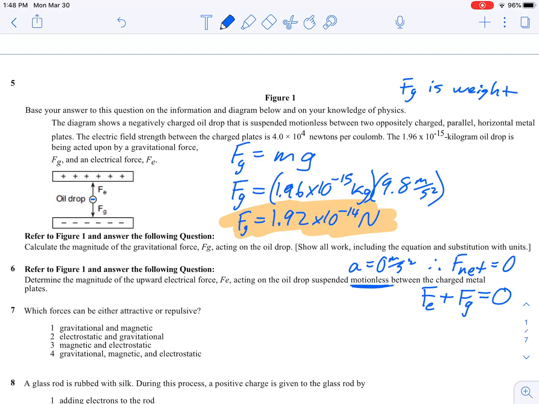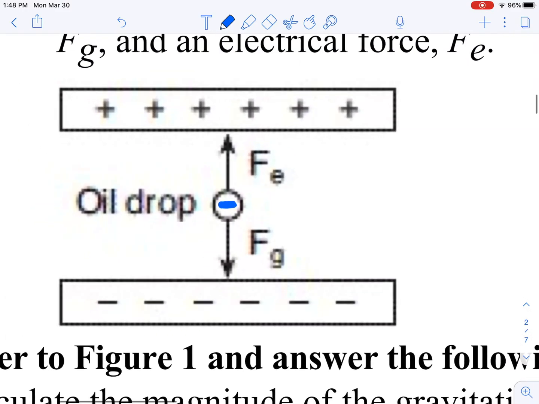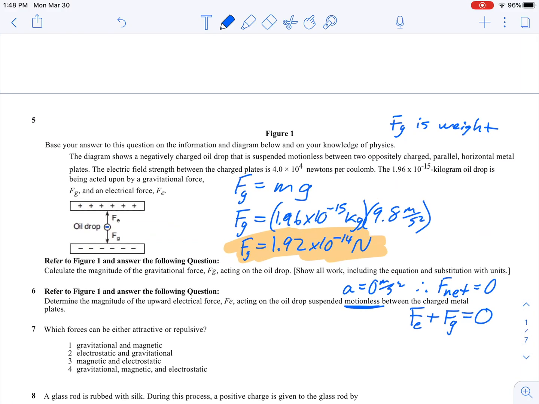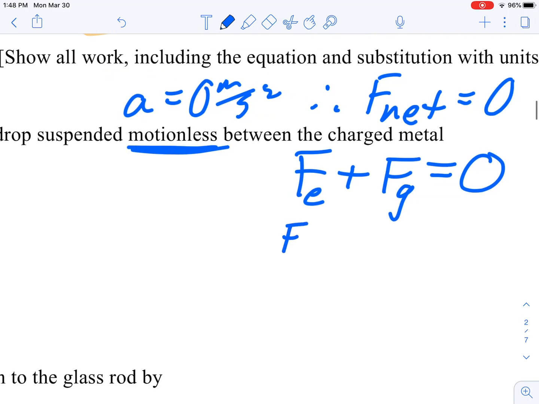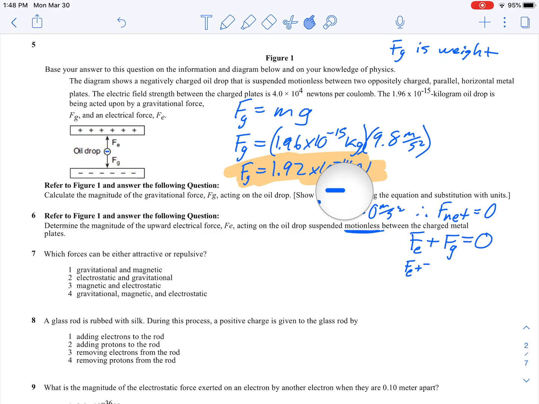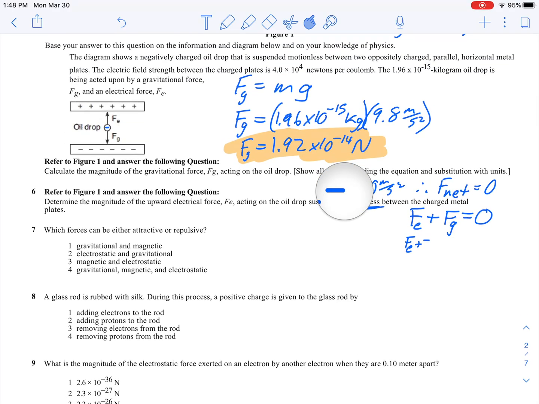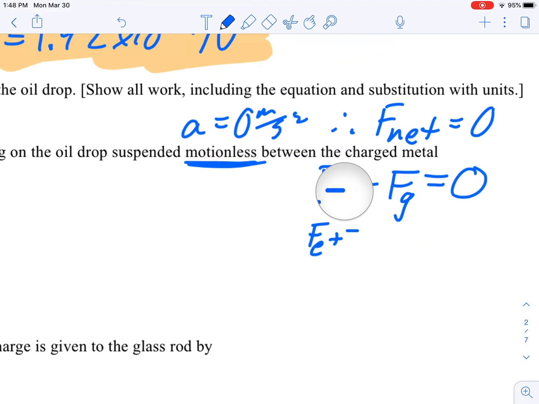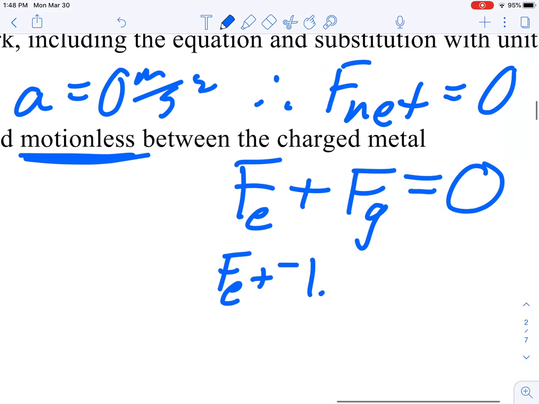Well, let's look here. They drew a free body diagram for us. Fe is pointing upwards, so we'll call that positive. Fg is pointing downward, we'll call that negative. We already found the magnitude of Fg, we just have to tag a negative on the front of it. So Fe plus a negative 1.92 times 10 to the negative 14 equals 0.